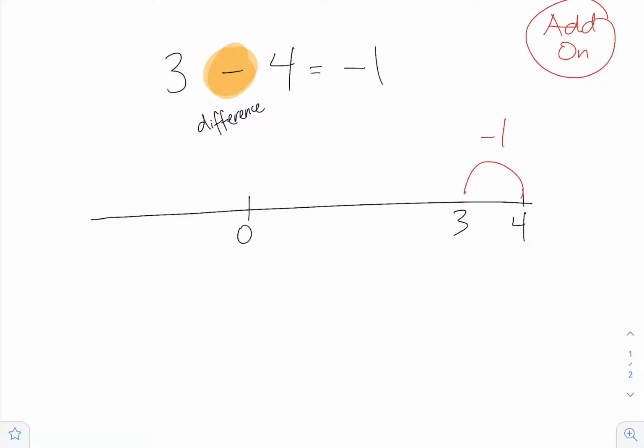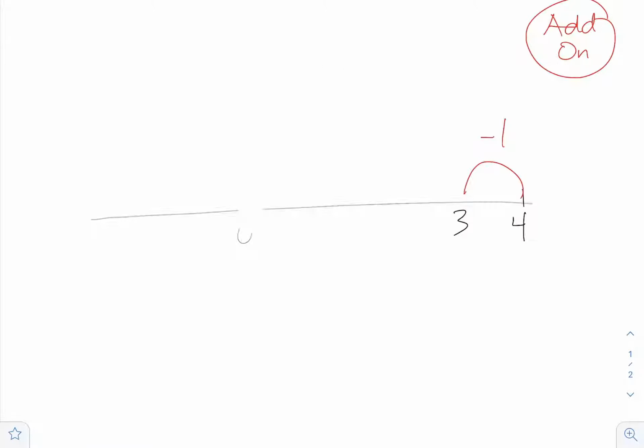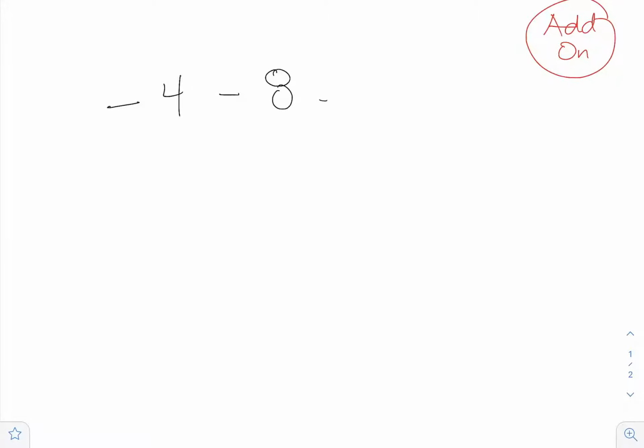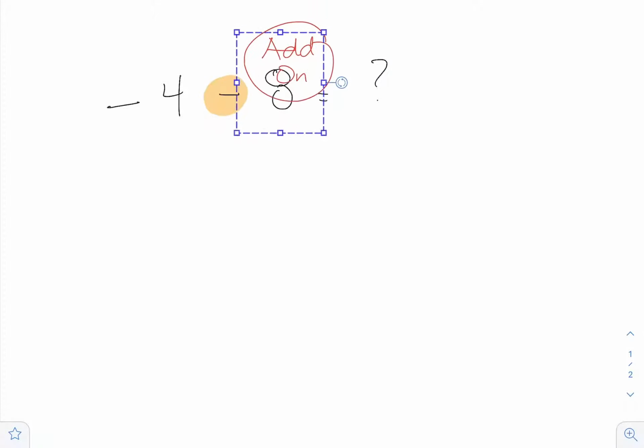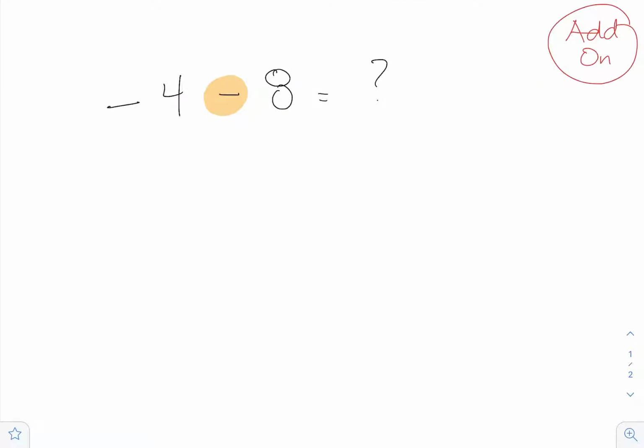Let's try another example. -4 minus 8 is equal to what? Well, this is the difference, right? What is the difference between 8 and -4? So you can basically say, what can we add on to 8 to get to -4?